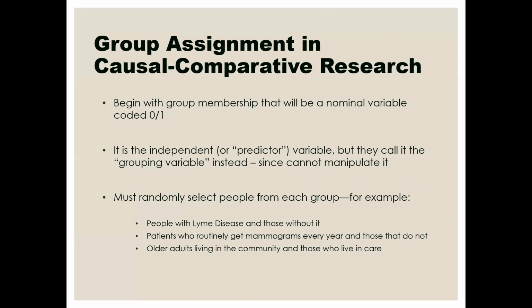So we look at existing relationships and we draw a sample from them. So we could look at people who have Lyme disease and those who don't, right? Those are people existing in the community. People who get mammograms yearly and people who don't. Older adults who live in the community and older adults who live in care. These are groups that we're not constructing. These are groups that we're experiencing in society.